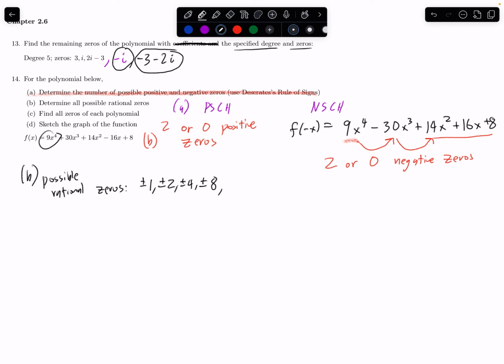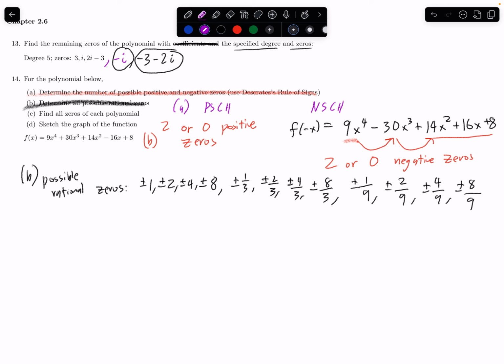Okay, I get those as well as the fractions over divisors of 9. So that would be plus or minus 1/3, plus or minus 2/3, plus or minus 4/3, plus or minus 8/3. And then other factors of 9 are 9. So I check plus or minus 1/9, plus or minus 2/9, plus or minus 4/9, and plus or minus 8/9. Okay, so that's part B.